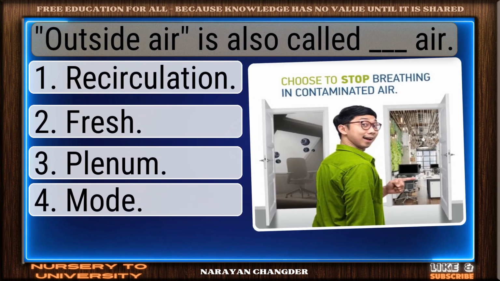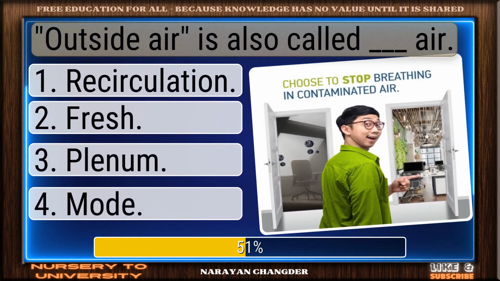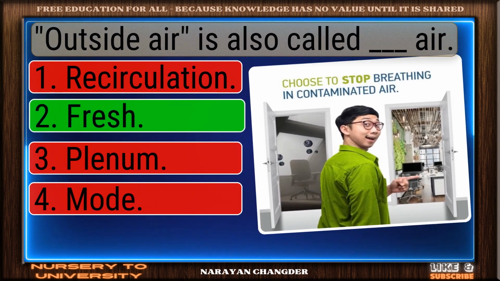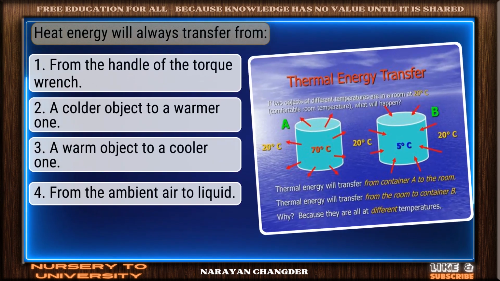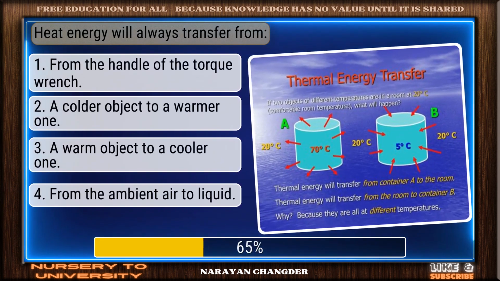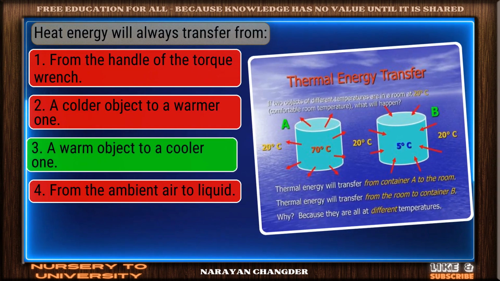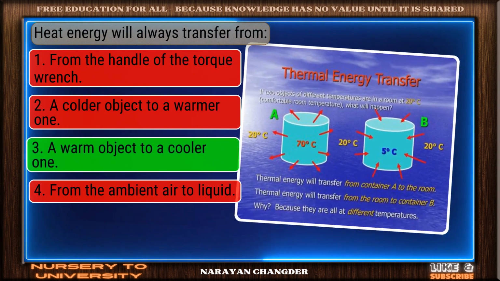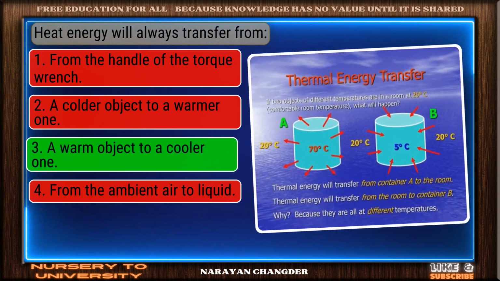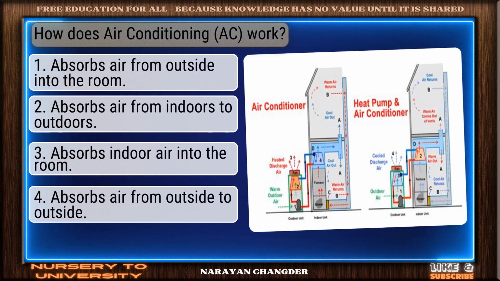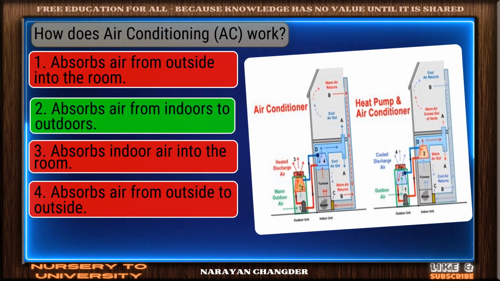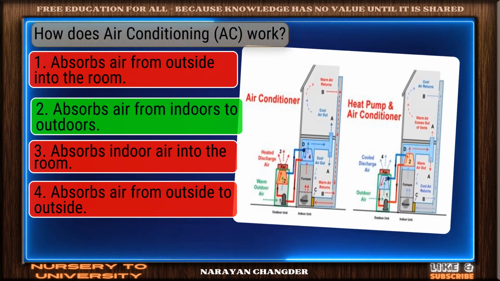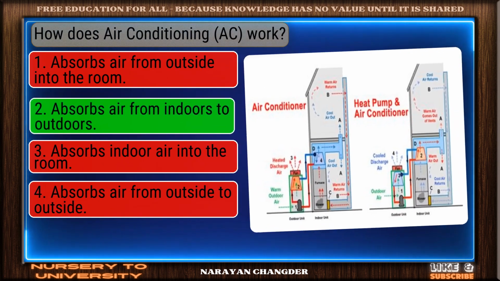Outside air is also called dash air. Great job. Fresh is the accurate answer. Heat energy will always transfer from. Exactly. A warm object to a cooler one makes sense, and it is right choice. How does air conditioning work? Good job. Your answer absorbs air from indoors to outdoors works well here.